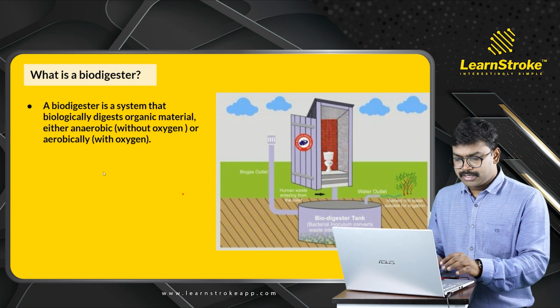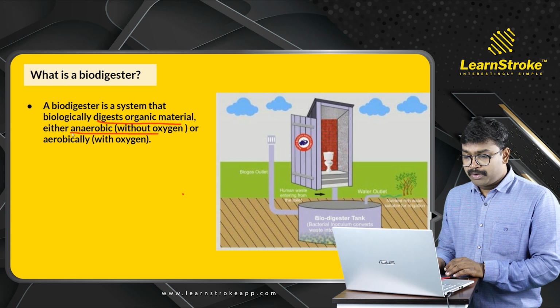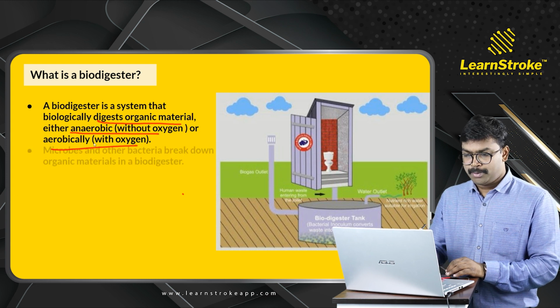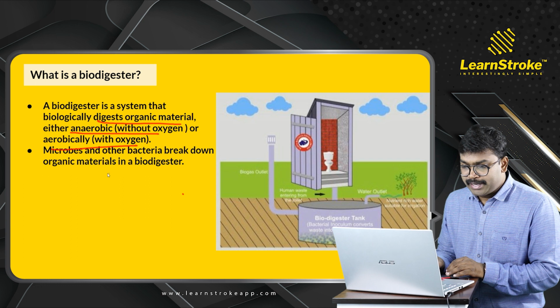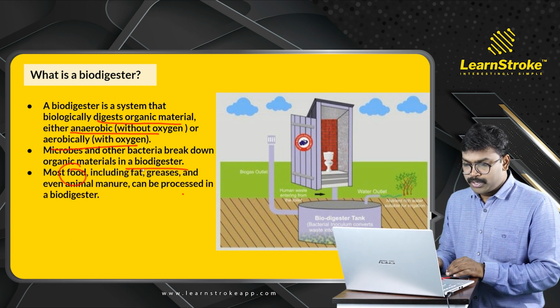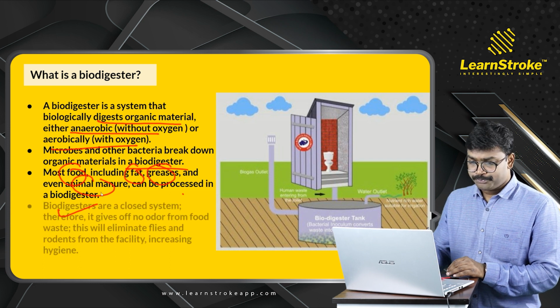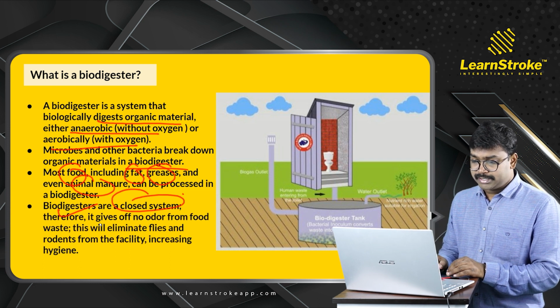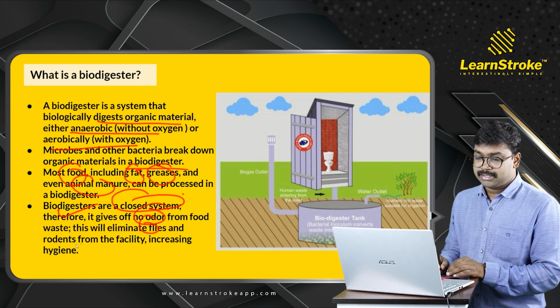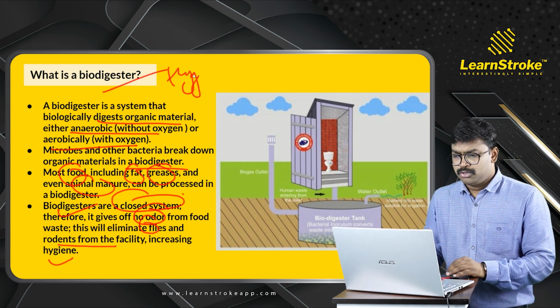So let's find out the important points relating to this. A biodigester is a system that biologically digests organic material, anaerobically without oxygen or aerobically with oxygen. The microbes break down the organic matter in a biodigester, as we just discussed. Most food, fat, grease, animal manure and human waste can be processed in a biodigester. It is a closed system, so there is no odor from food waste, and that eliminates flies and rodents from the facility, making it more hygienic. So this is the concept.